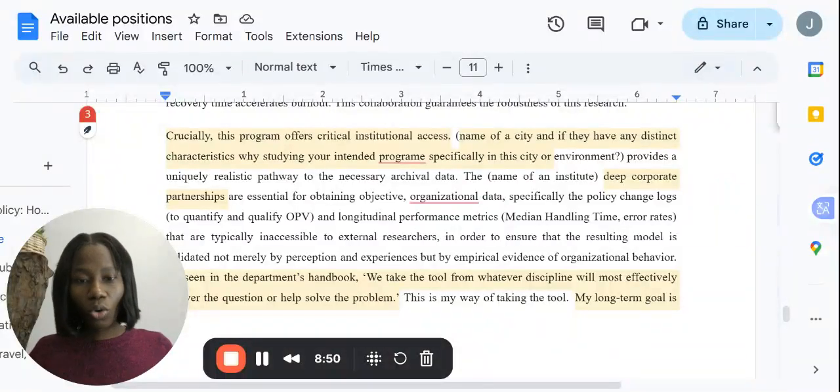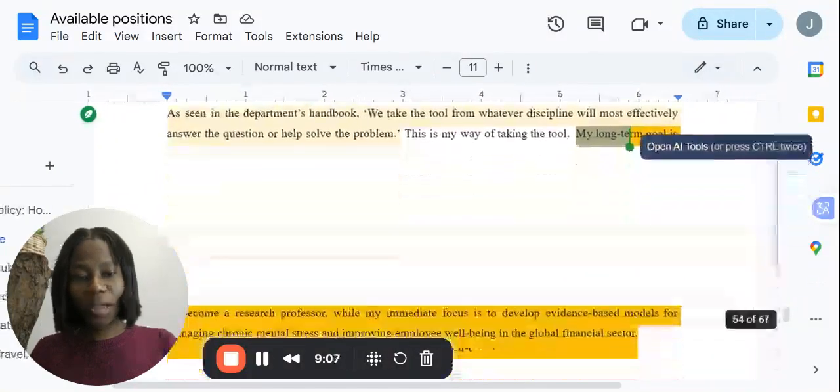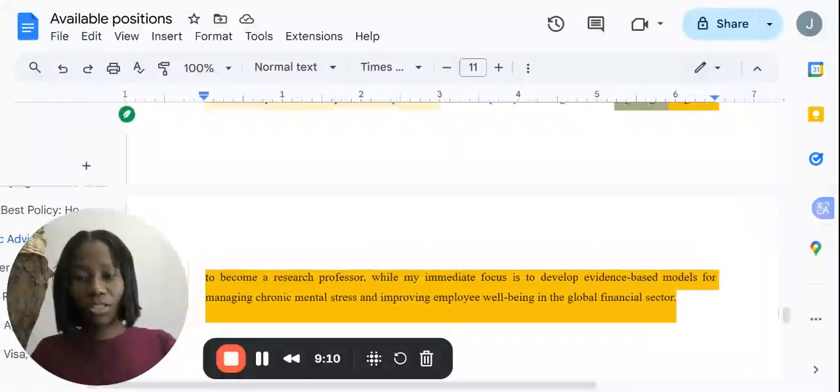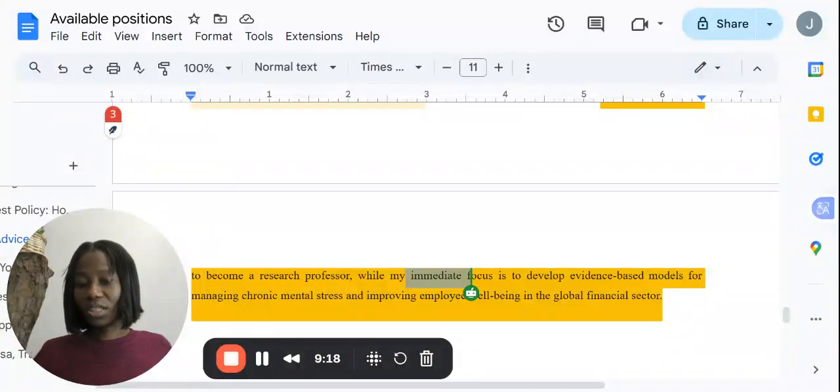Then also remember that I mentioned if there's any partnership that the university has, like any partnership that you feel would help, you also mention this. And I also want you to note the last thing that I told you last week about your long-term goal and your short-term goal. Please mention it. My long-term goal is to become a research professor, while my immediate focus, that's the short-term goal, is to develop evidence-based models for managing chronic mental stress. So remember to always add your short-term and your long-term goal. Remember that you cannot just leave it blank, or say maybe you don't have any plans for the future.